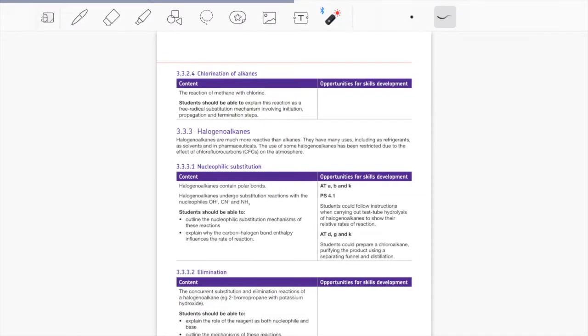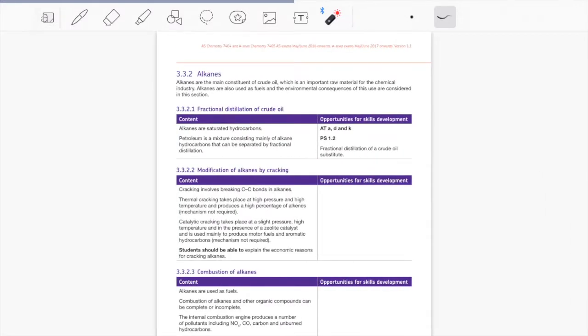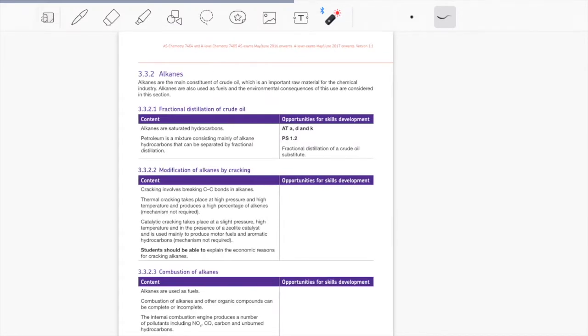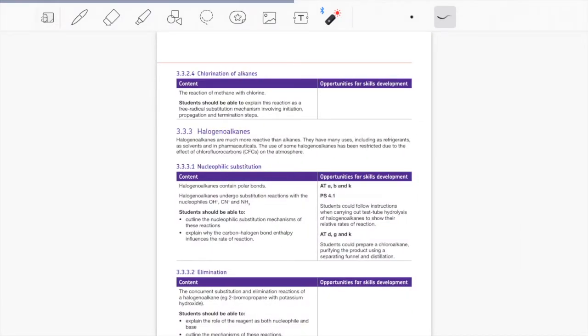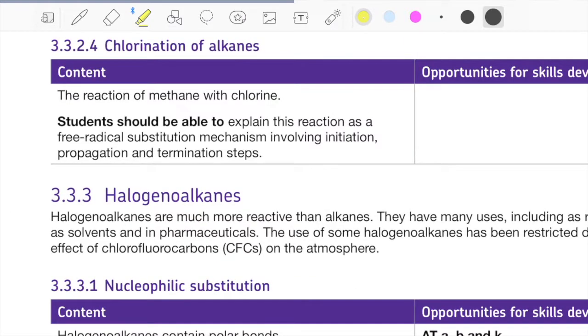Then if I go on to the next page, we can see chlorination. This video is going to deal with everything on this first page, so fractional distillation, cracking, and combustion. A separate video, which I'll link in the description, deals with the chlorination of alkanes, and will be focused on free radical substitution. So that video will be referencing free radical substitution more than it will be referencing chlorination of alkanes.